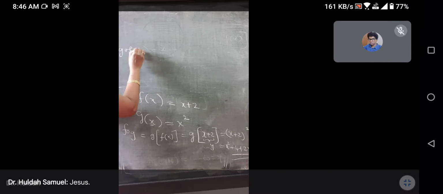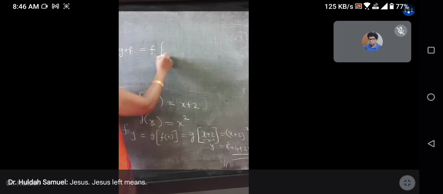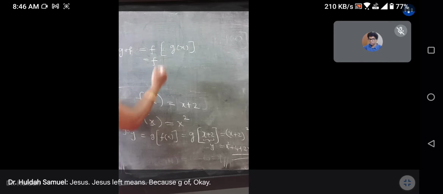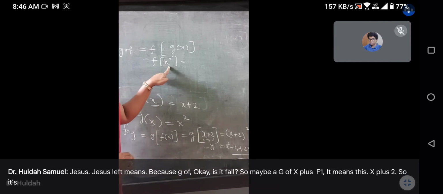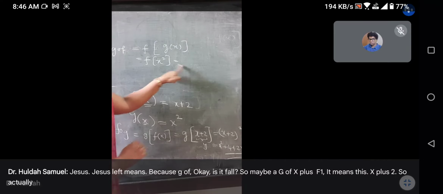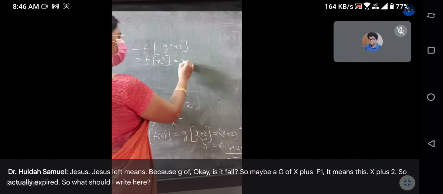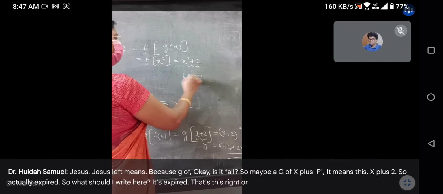G circle F means it is F of G of X. Okay. This is F of. So write your G of X first. F of X means it is X plus 2. So instead of X, what do we have? We have X squared. So what should I write here? X squared plus 2. Is this right? Or X plus 2 whole squared? What should I write?